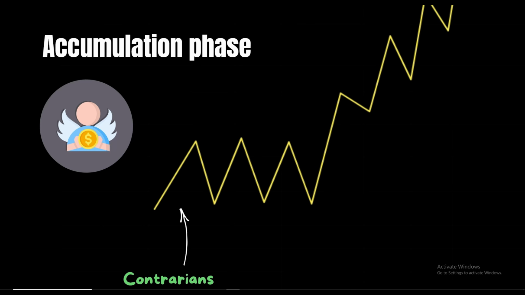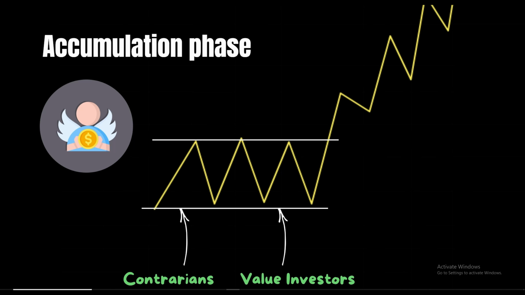Then come the value buyers who start to buy the stock based on its intrinsic value. They start to buy when they find that there is a discrepancy between the current price of the stock and its fundamental value. The stock in this phase trades in a range, moving up and down. This range may vary from a few weeks to even years before the stock starts to run.